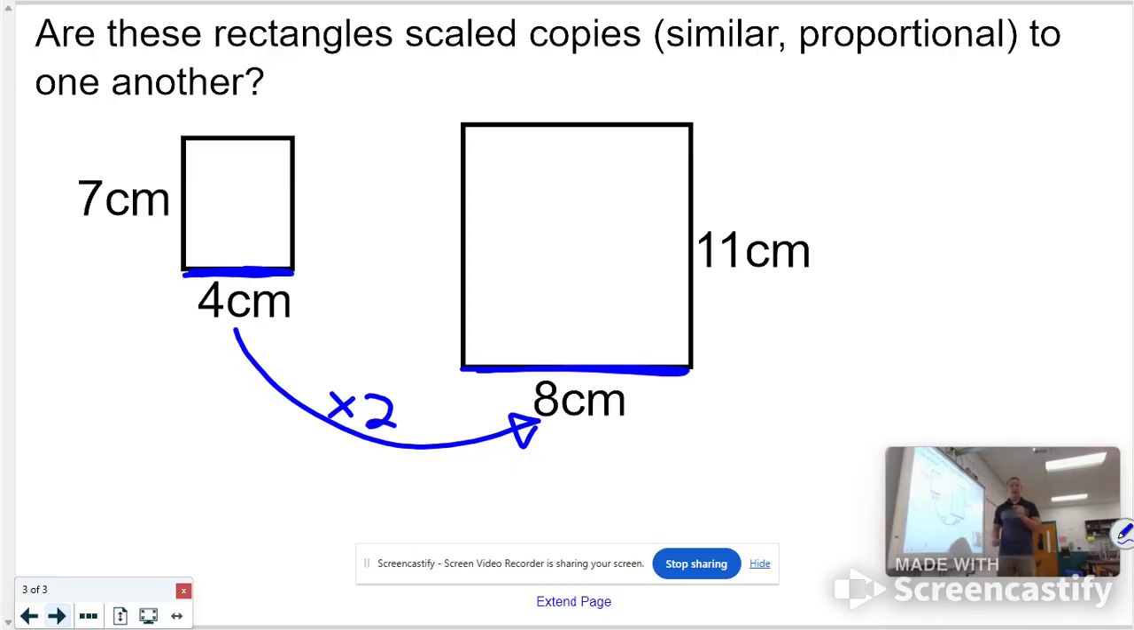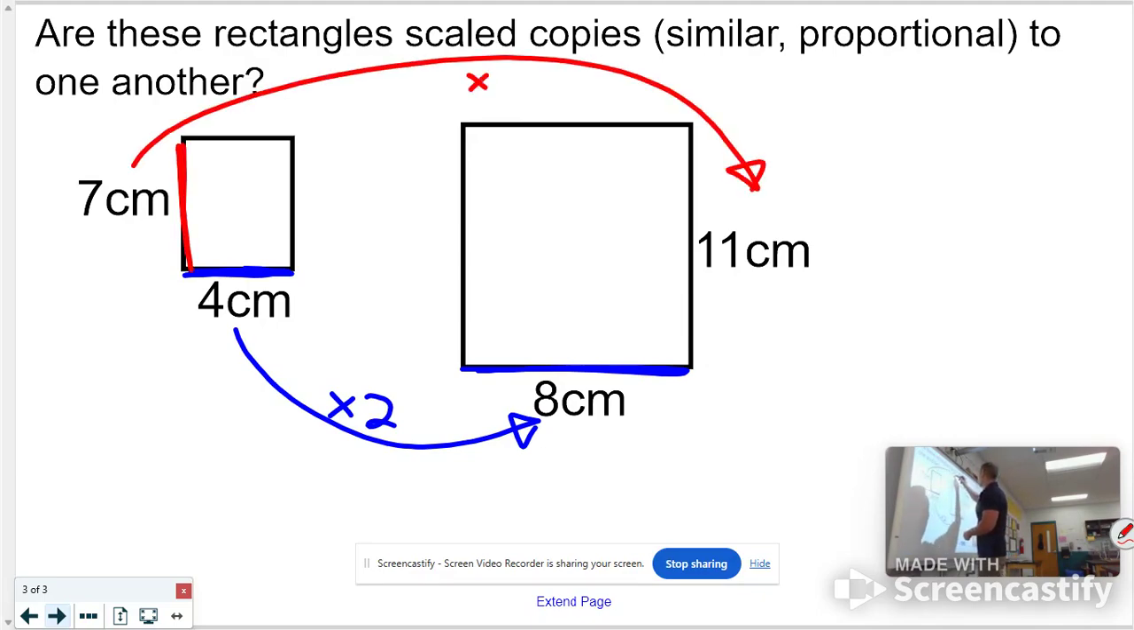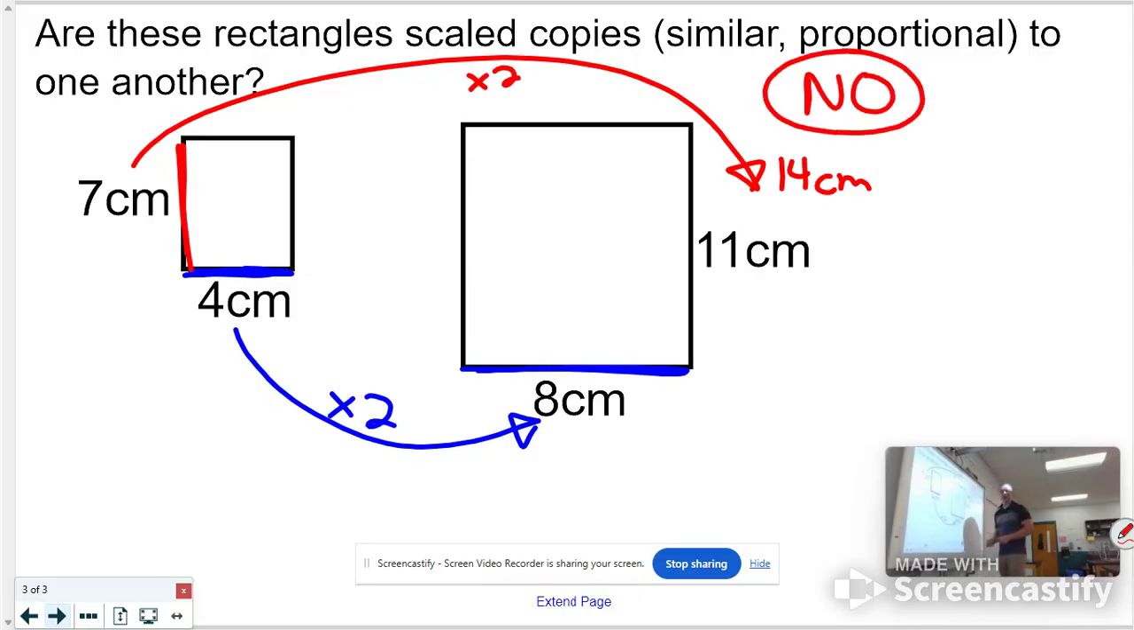That means that for them to be proportional to one another, the height would also need to be twice as much. But if we tried to do 7 and we multiply that by 2, we're going to end up getting 14 centimeters, not 11 centimeters. So we know that these are not proportional to one another because it is not as high as what it needs to be. It's been distorted.